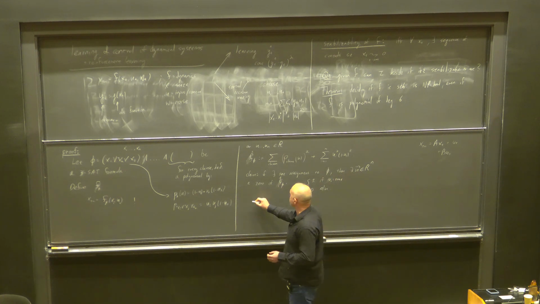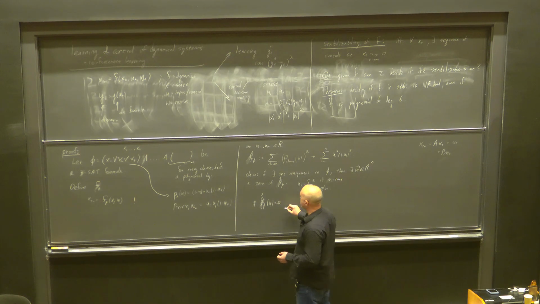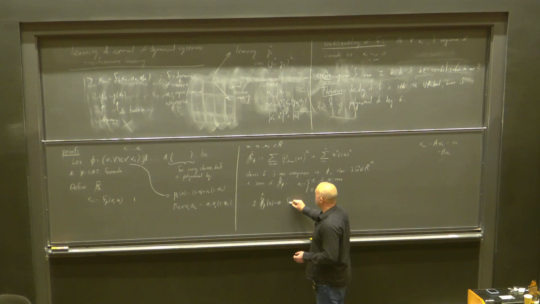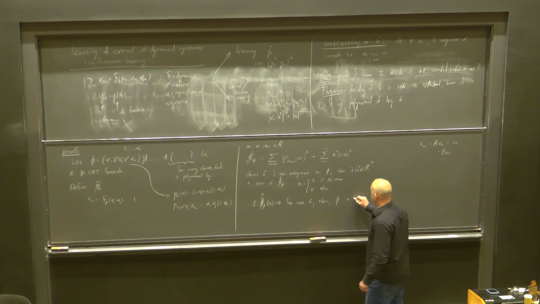On the other hand, if f of phi of u equals 0, so there exists an assignment for some u, then I claim that phi is satisfiable.